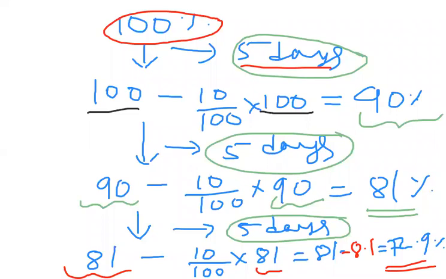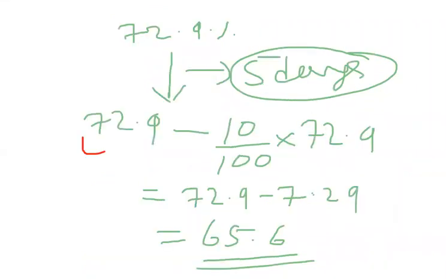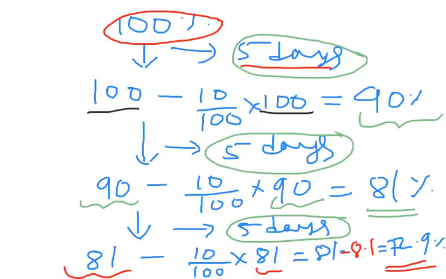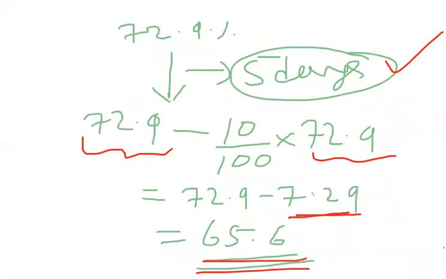Next 5 days. In 72.9%, 10% is 7.29. Finally, I am left with 65.6%. So how many days? Here 5 days in this page you can observe, and in my previous page, 5. After 20 days, finally, how much is left? 65.6%. I hope you are clear with this problem, beta.